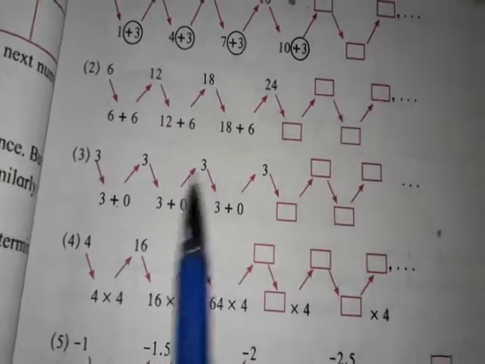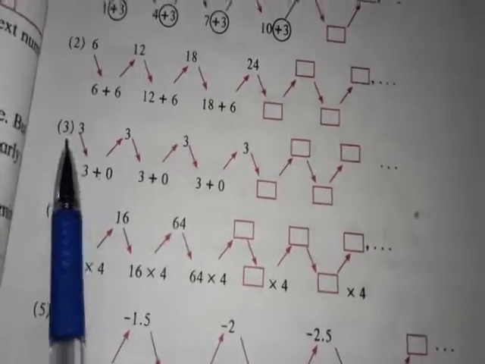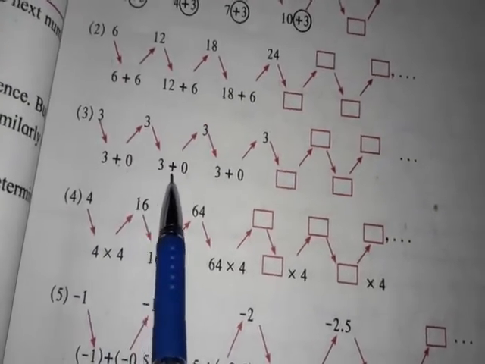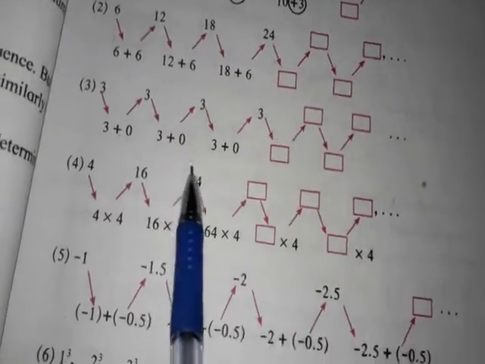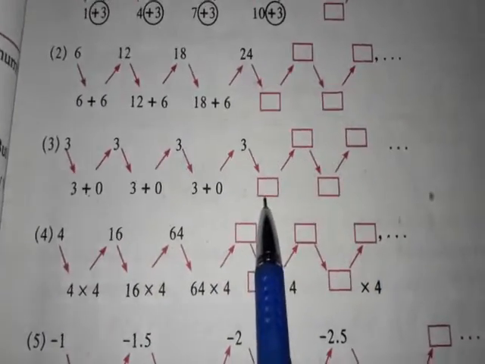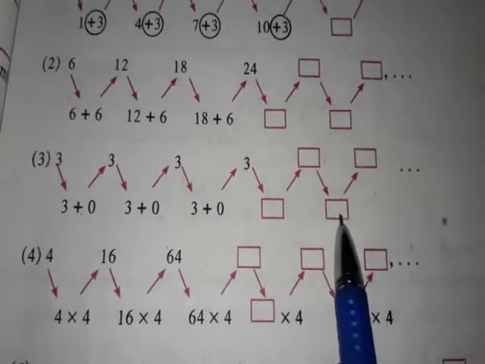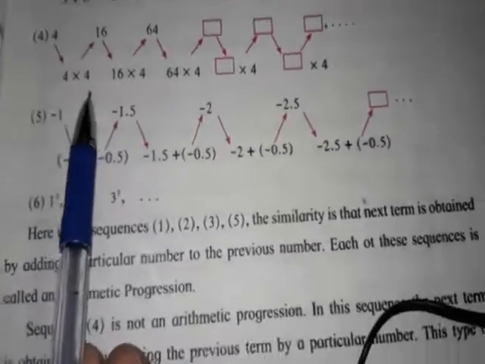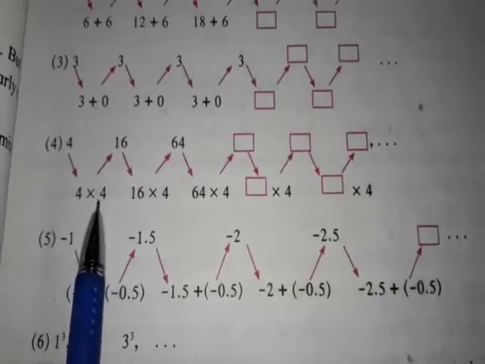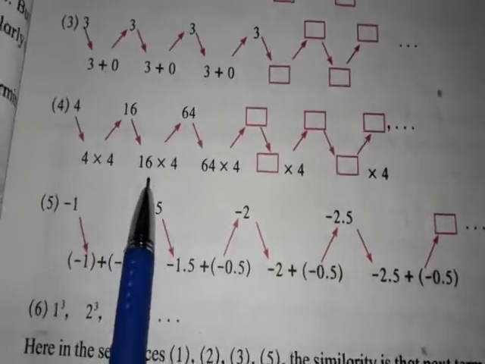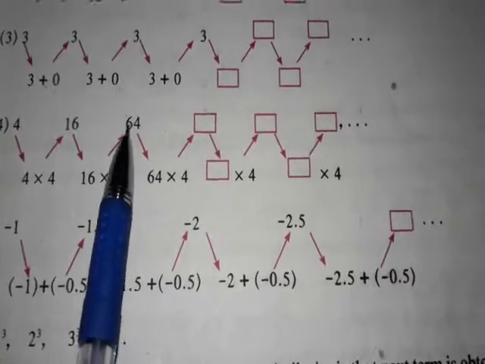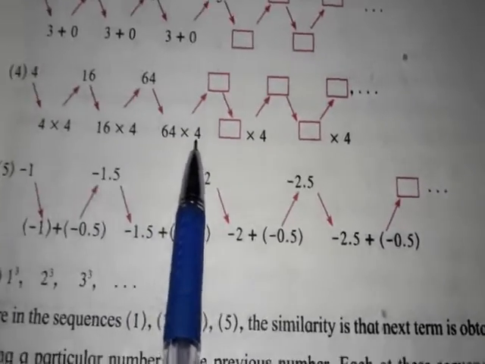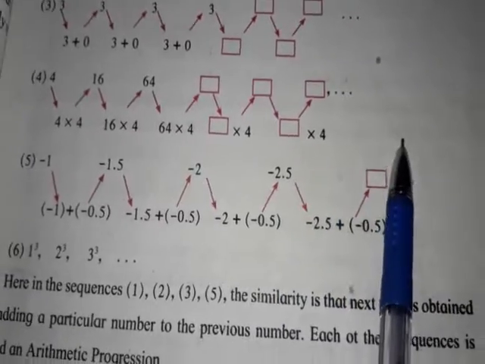Okay, and so on. Now here the pattern is what? To 3, 0 is added. So all these terms will be 3, here it will be 3 plus 0, 3 plus 0. Now same way in the fourth example, see what is done. The first term you have to multiply by 4, second also you have to multiply by 4, next third term also you have to multiply by 4. So this sequence will go on.